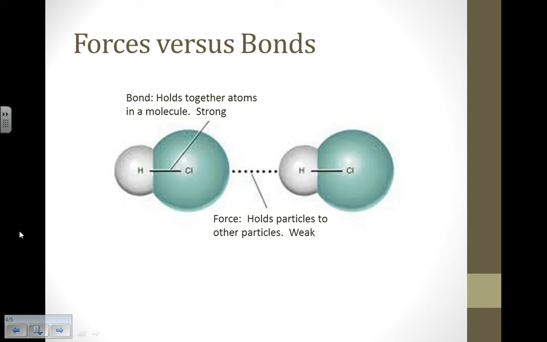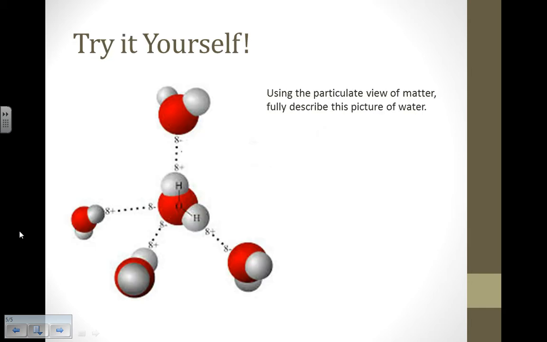So now we're going to finish up this video talking about this picture. I want you to try it yourself. So pause the video, and try to answer that statement that I have there about what you see in this picture.